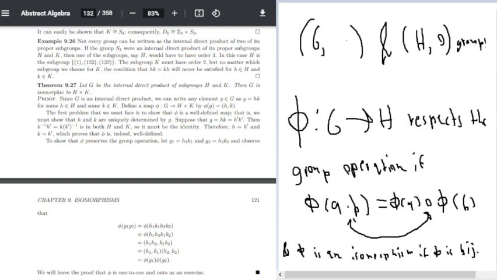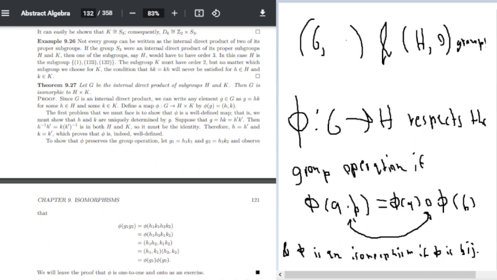Suppose that g is equal to hk is equal to h prime k prime. Then h to the negative 1 h prime is equal to k times k prime to the negative 1, which is in both H and K, so it must be the identity. Therefore, h equals h prime and k equals k prime, which proves that phi is indeed well-defined.